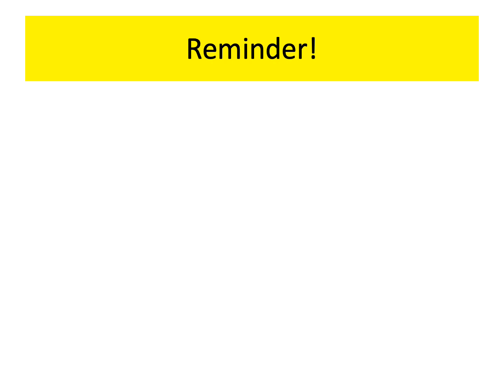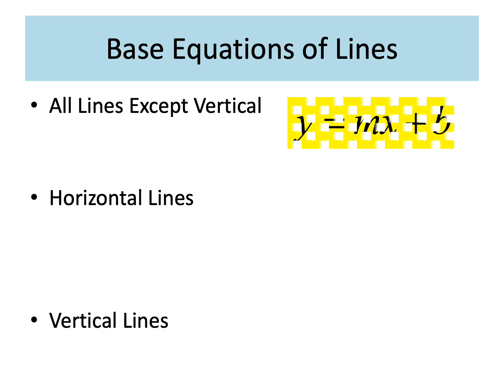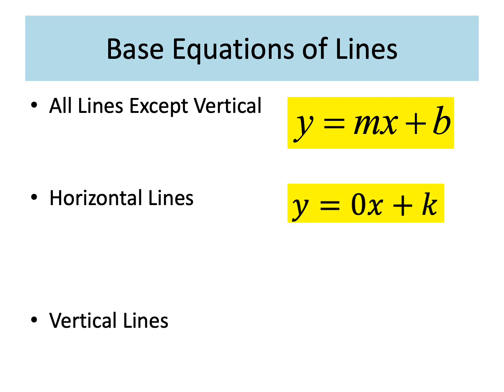Also remember this, and you did most of these for work. All lines except for a vertical line, we start with the basic equation y equals mx plus b. And in that form, a horizontal line would be y is equal to 0x because it would have a slope of 0 for a horizontal line. 0x plus k could be more simply written as y equals k. So y equals k is the form of all horizontal lines.